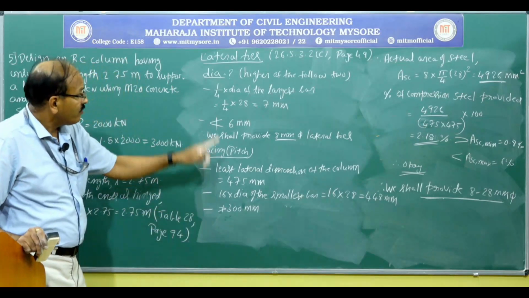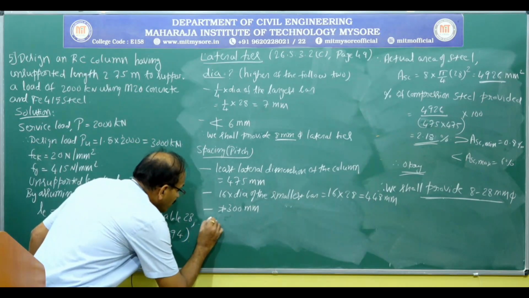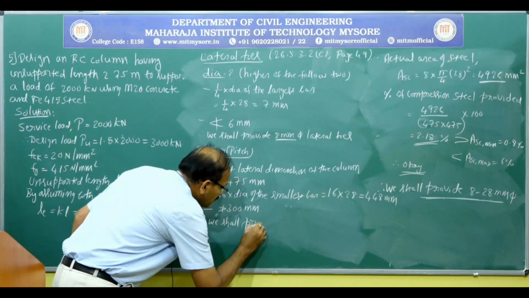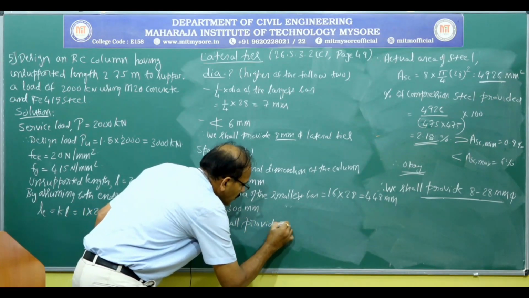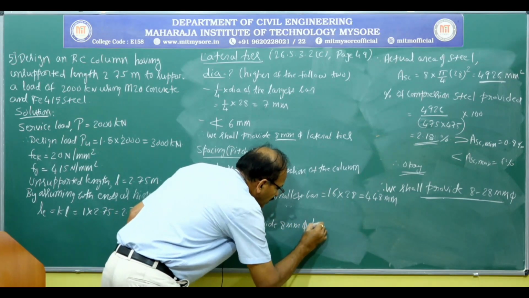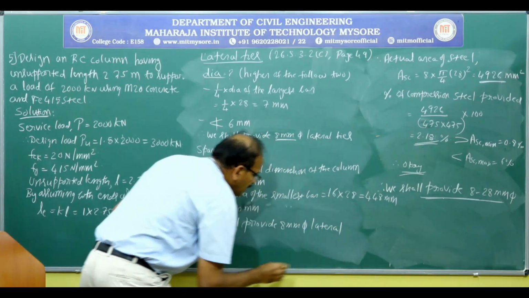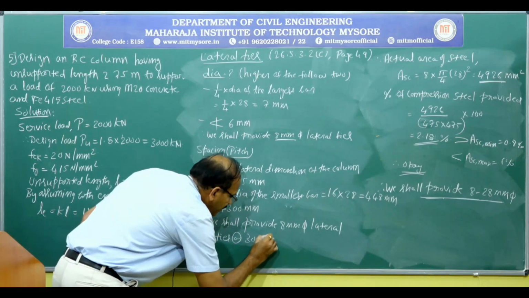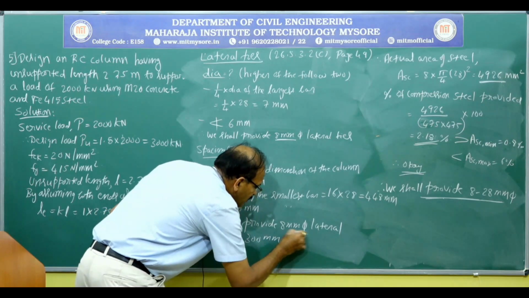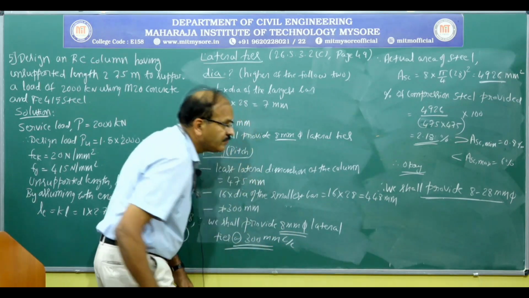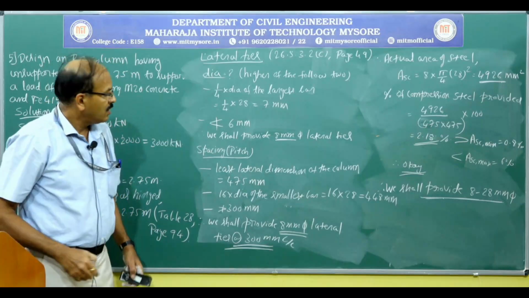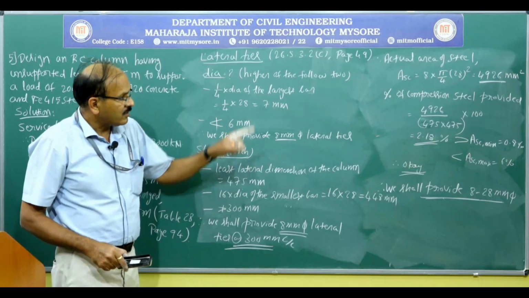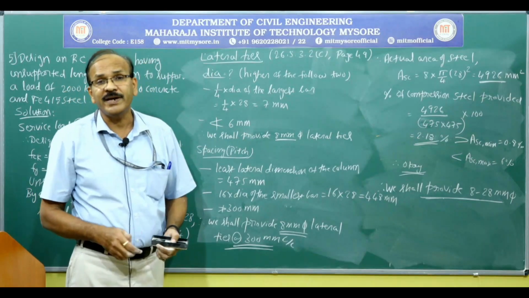So here we shall provide 8 mm dia lateral ties at 300 millimeter center to center. Okay. This completes the design. After this is done, the next thing is showing reinforcement details.